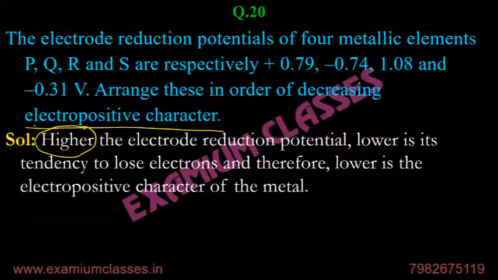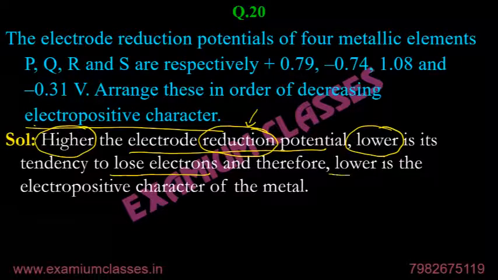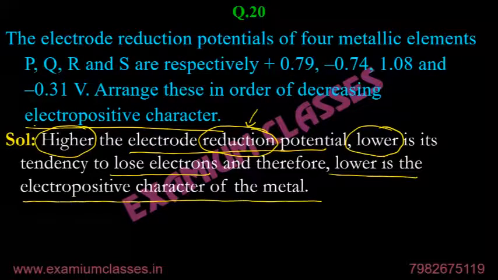Where the electrode potential, if it is not written, it is always reduction. So if reduction is not written, it is always reduction. So there is no need to write reduction potential. If it is written, that's fine. But for electrode oxidation potential, the oxidation keyword must be written. Lower the tendency to lose electrons, and therefore lower is the electropositive character. So remember the relationship first, and then we will get the answer.